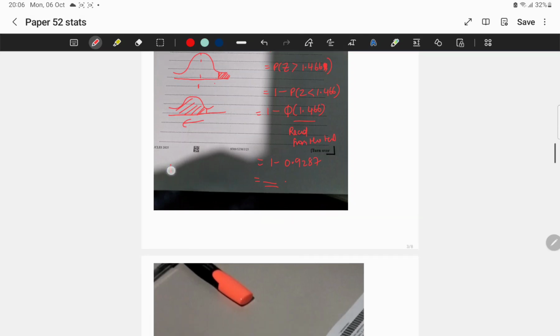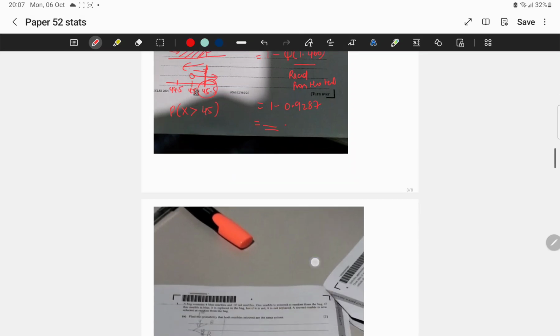If you had probability x greater than, let's say, 45, you're going to draw a number line. 45, you take 45.5 and 44.5. For greater than 45, the 45 is not included, so definitely you're going to go afterwards, you're going to take this one, 45.5. That's how you do it.